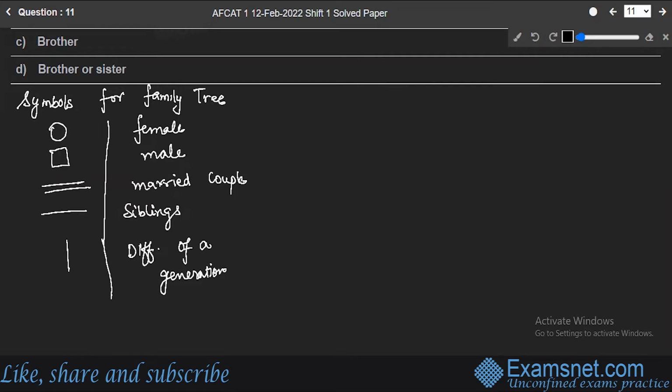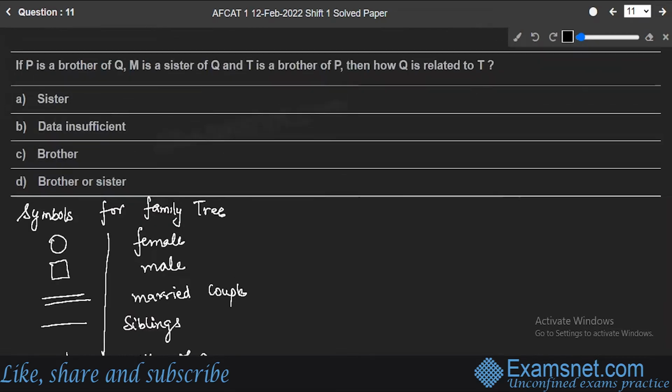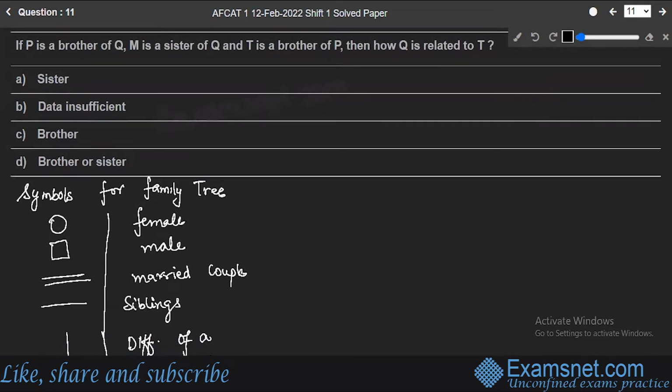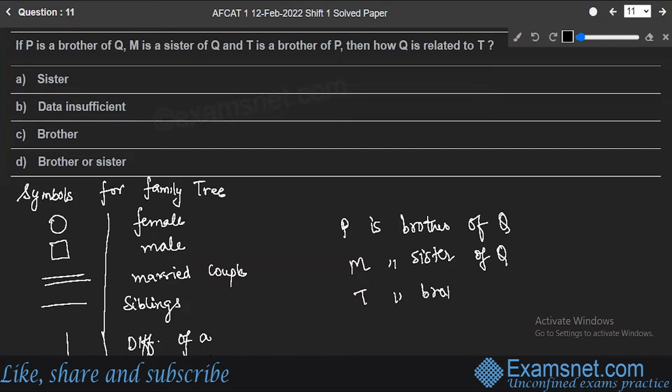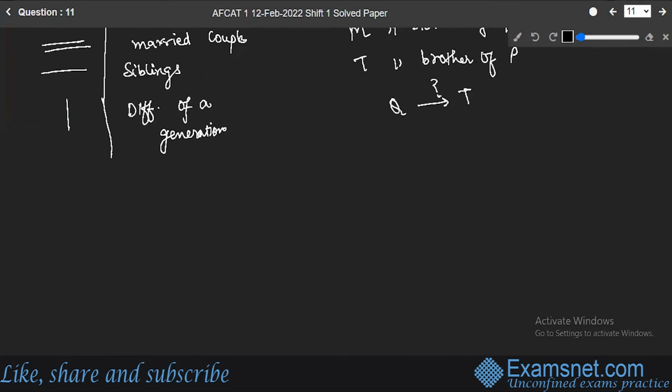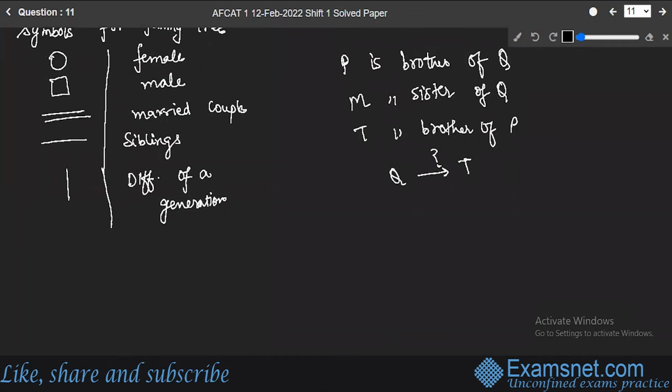So let's write down what relations we are given once. P is brother of Q. M is sister of Q. T is brother of P, and you have to find out what is the relationship between Q and T. Let's make a pictorial representation using the data which is given over here.